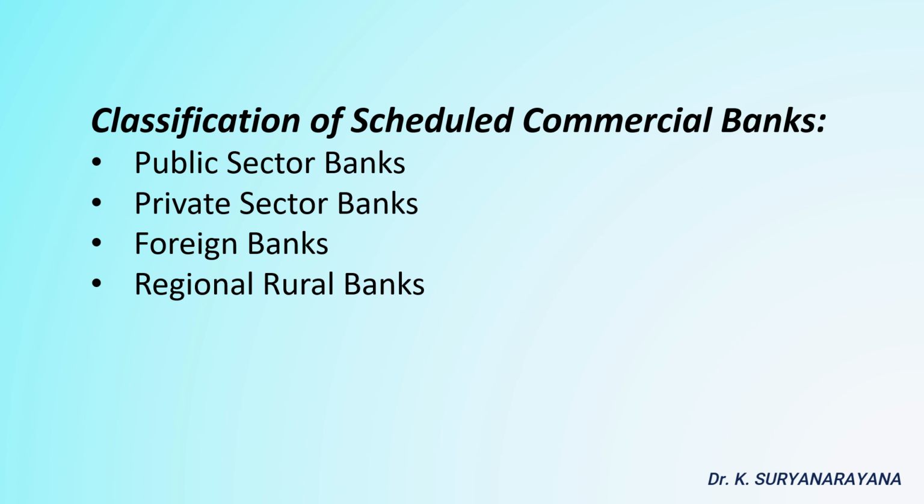Public sector banks. Government has the chief authority in public sector banks. Public sector banks are broadly classified into two categories: State Bank of India and its associates, and nationalized banks. State Bank of India. The State Bank of India was introduced on July 1st, 1955. The five subsidiaries under the State Bank of India include the State Bank of Bikaner and Jaipur, the State Bank of Hyderabad, the State Bank of Mysore, the State Bank of Patiala, and the State Bank of Travancore.